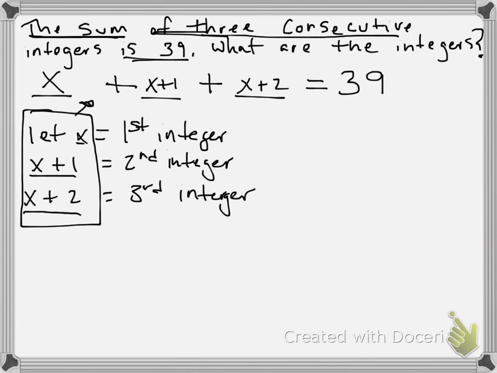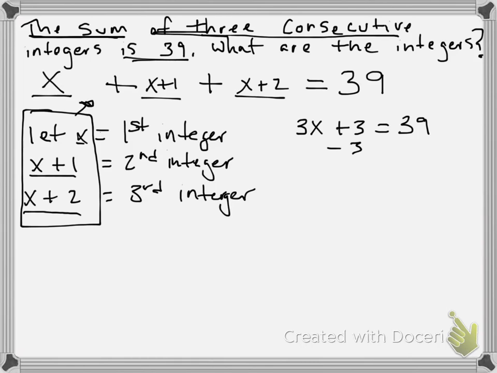So I'll combine like terms. How many x's do I have? I got 3 of them, 3 x's. And what about my constants? Positive 1, positive 2, so that's going to be positive 3. And that equals 39. So now I can just solve this straight up.